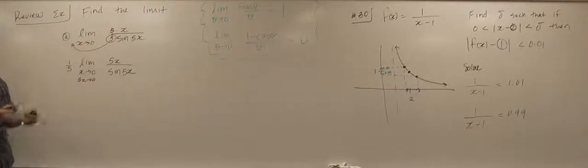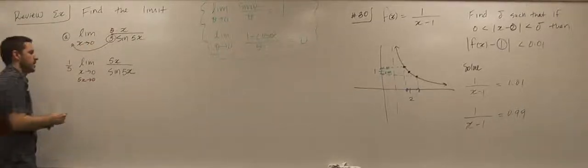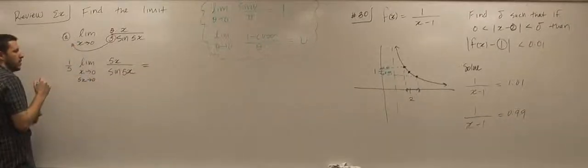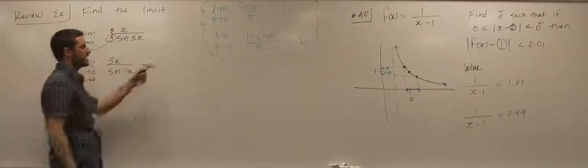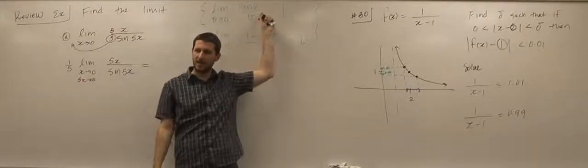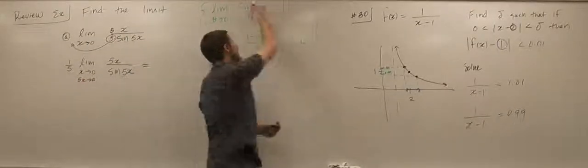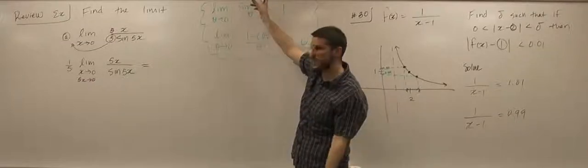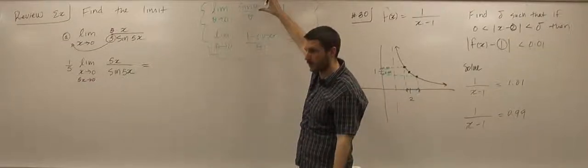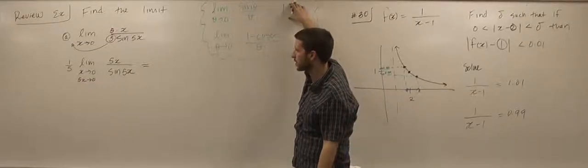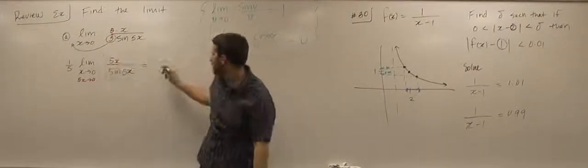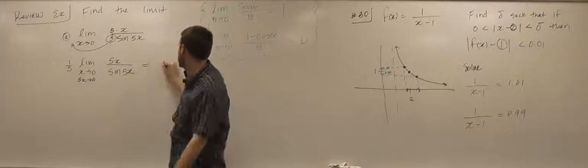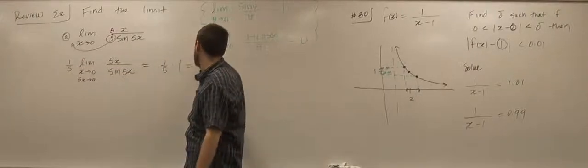So now I can apply this rule here, and I get 1 for this whole limit. Do you guys understand that the fact that this is flipped doesn't matter? Because if this limit is 1, then if I take the reciprocal, it'll be 1 over 1. It'll flip, but it's still 1. Okay, so this guy becomes 1, and the 1/5 stays. So you get that.